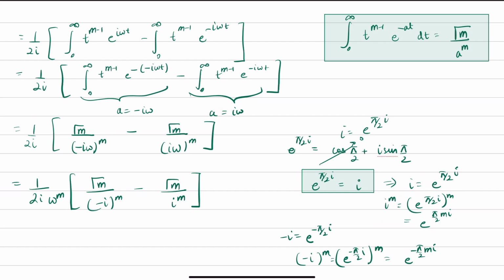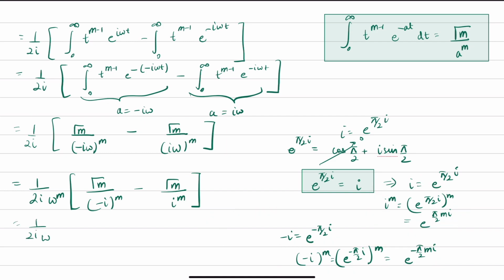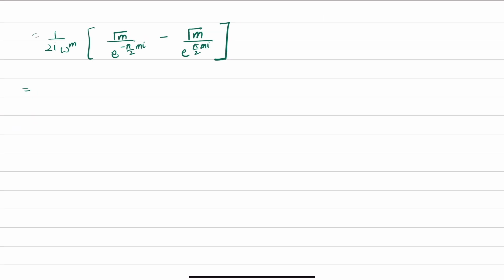So now we know the equivalent for i^m and (-i)^m. Let us substitute both of these into this: 1 upon 2i ω^m, and we will write Γ(m) divided by (-i)^m, which we are substituting here, and i^m from here, which is e^(iπm/2). Let's take Γ(m) common. So 2i ω^m, we can write this as e^(iπm/2) minus e^(-iπm/2).